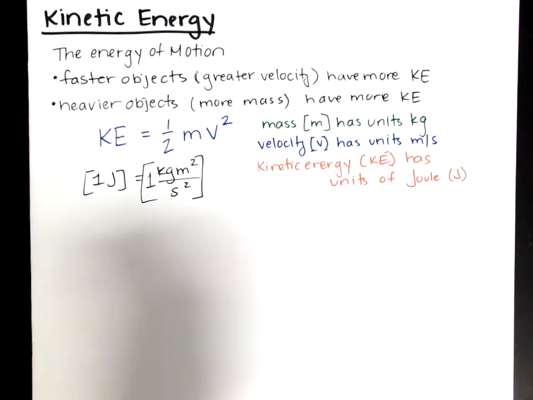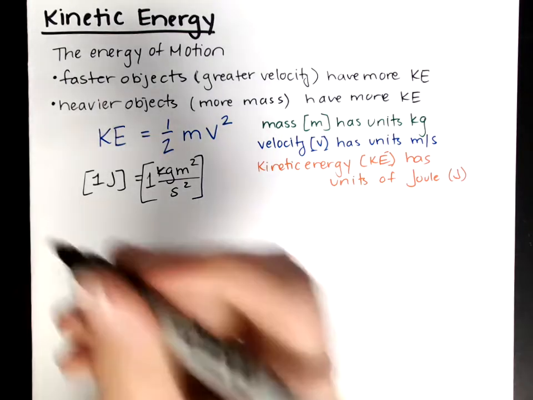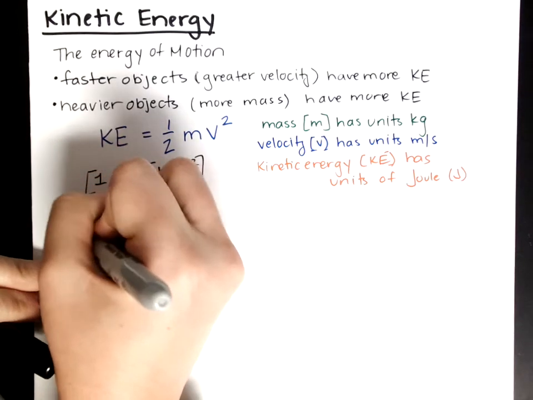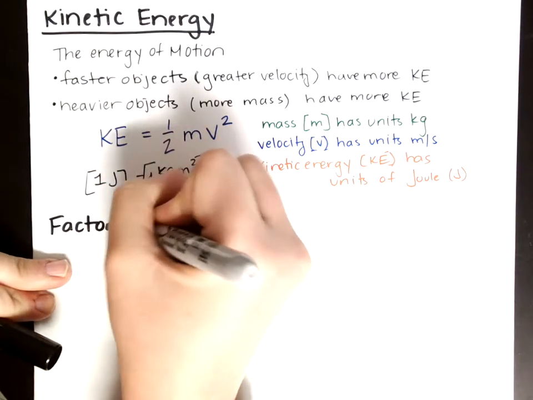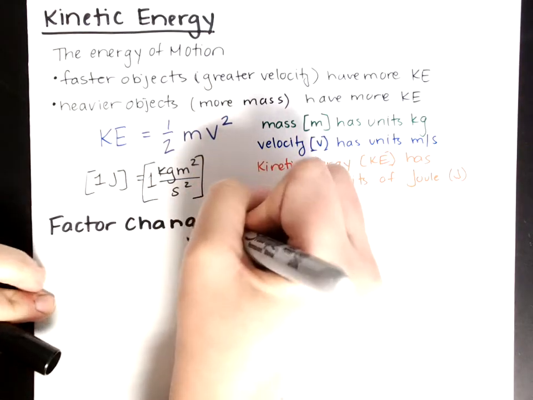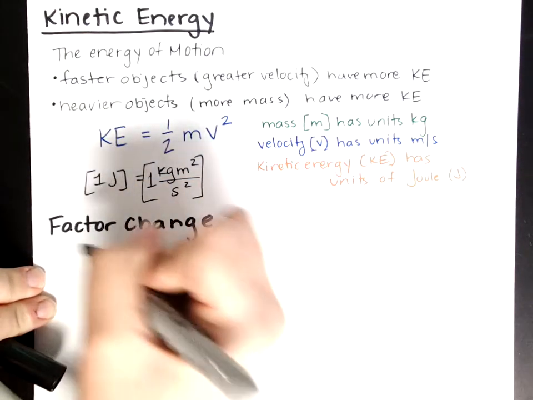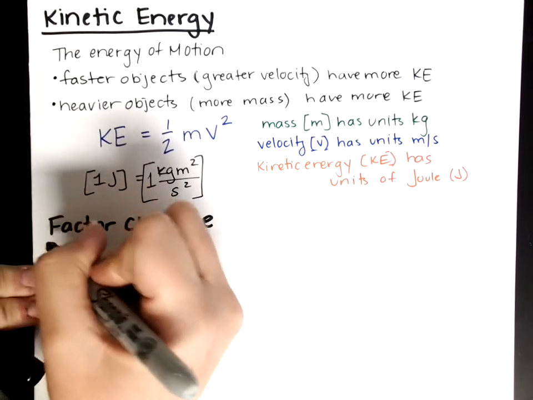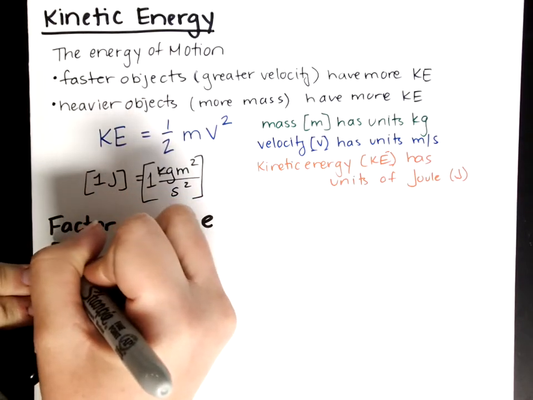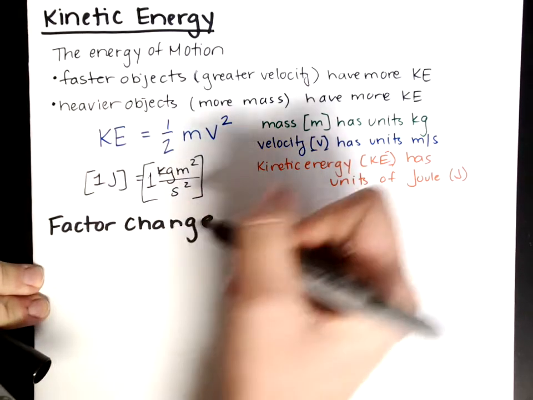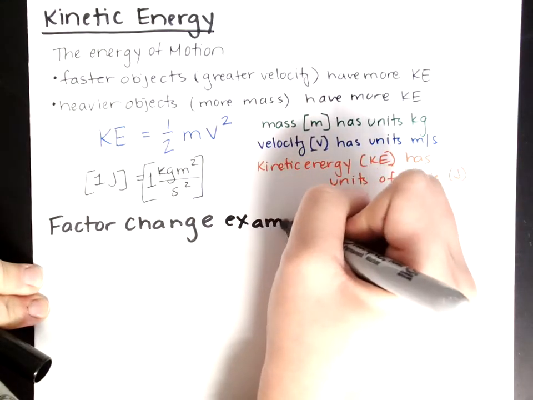Okay, there are a few different types of example problems that we're going to go over today. The first one being factor change problems. This is the first time we're doing this. This works with any equation that you might have to work with. This is without numbers, just with changing a factor, either doubling it, tripling it, decreasing it by 2, and so on and so forth.